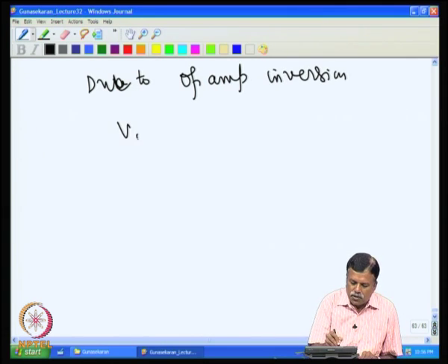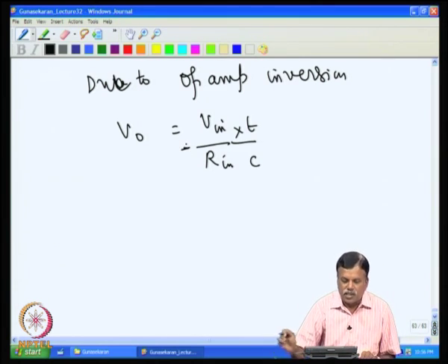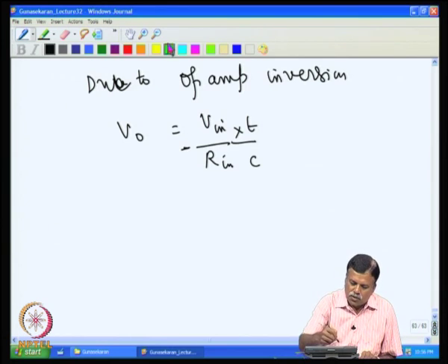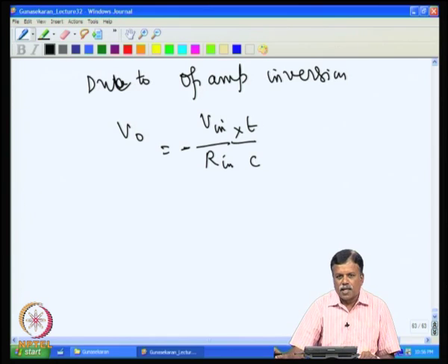So V 0 comes as minus V in by R in into T divided by C, with a minus sign, so that goes to the minus side. The minus sign is introduced to take care of the inversion. That is the equation for V 0. Now, what does it signify?